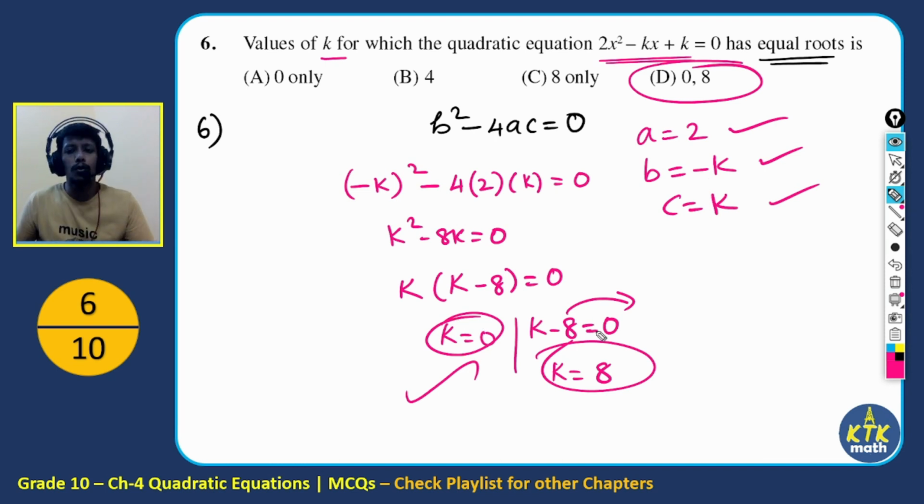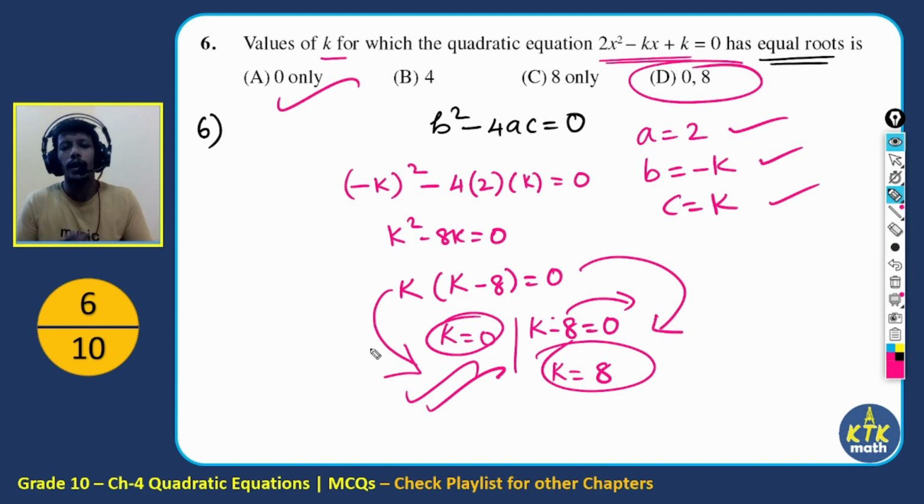What some people wish to do is they won't calculate this. After finding 0, they will tick it and move to the next question without even checking the other. So when k of k minus 8 equal to 0 is given, make sure you write k equal to 0 and k minus 8 equal to 0. Then we are getting 2 answers for this question.